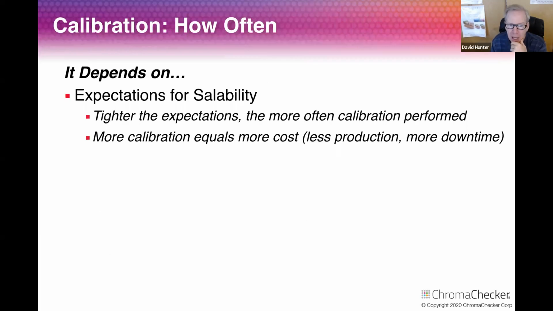Well, it really depends upon your expectations for sellability. The tighter the expectations, the more often a device should typically be calibrated. Understand, the more often it's calibrated, the more time and effort it takes. Less production, more downtime, costs more money. As you increase your quality, you decrease your throughput.